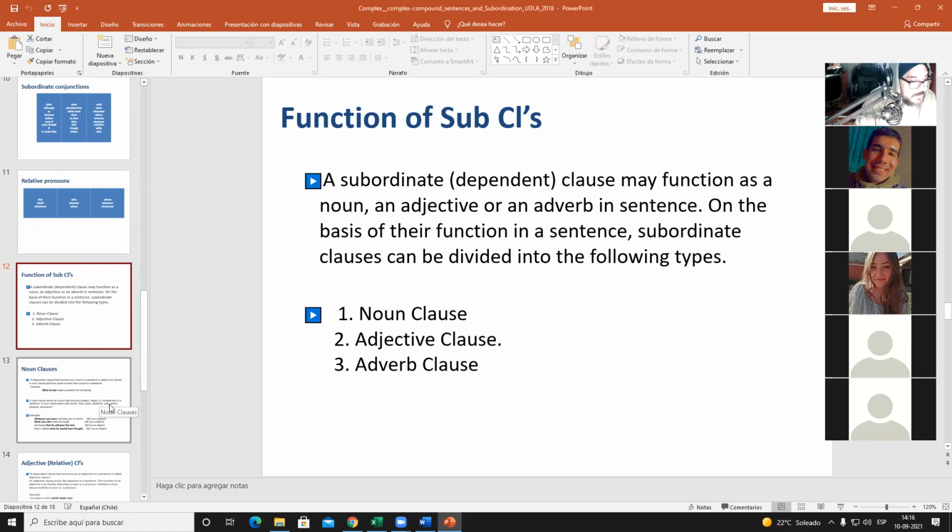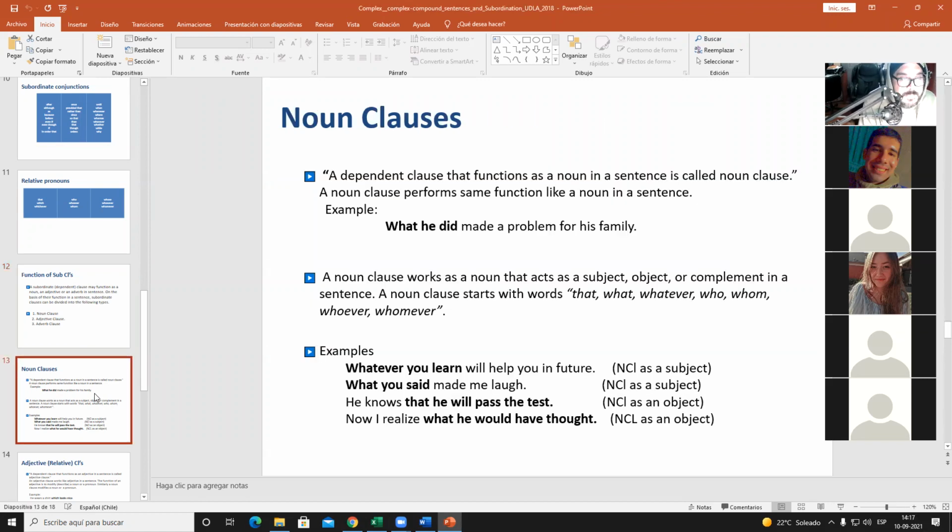Noun clauses. A dependent clause that functions as a noun in a sentence is called a noun clause. A noun clause performs the same functions as a noun in a sentence. Now, the very first question then is, which are the functions that nouns perform inside of a sentence, right? That is to say, they are subjects and objects, okay? Please write that down. Noun phrases, inside of clauses, as a valency pattern, perform the role of subject and object.